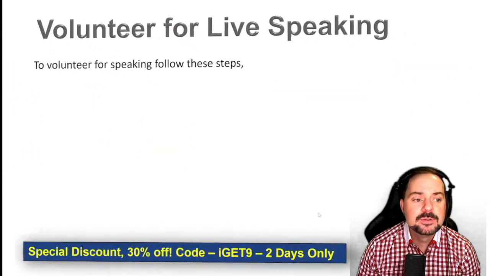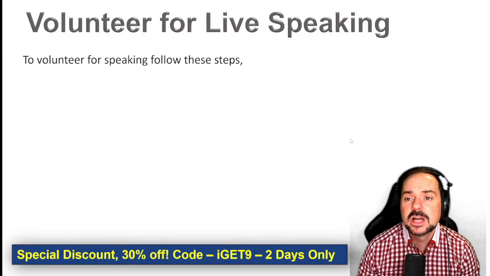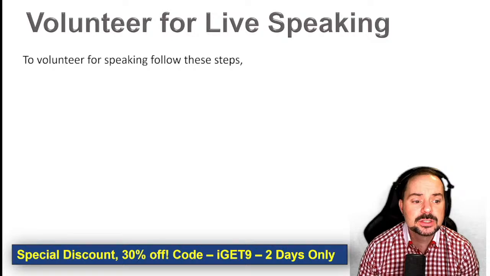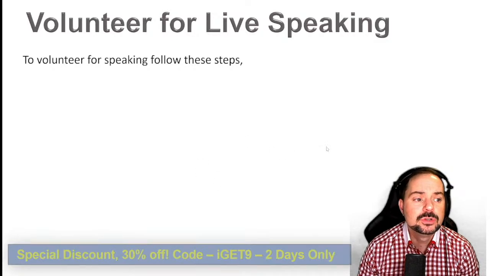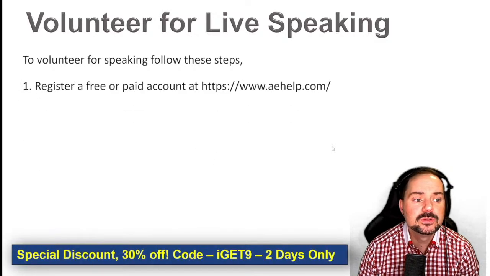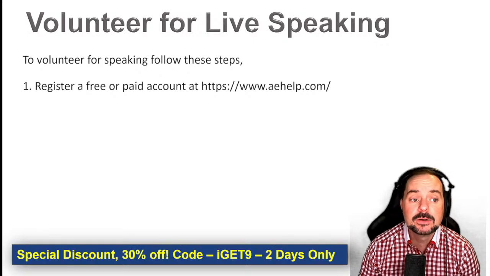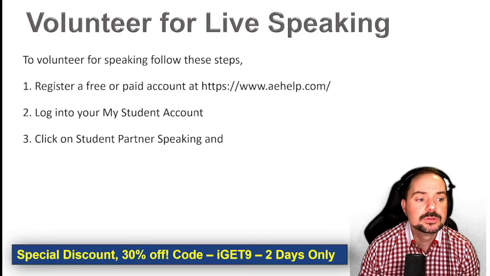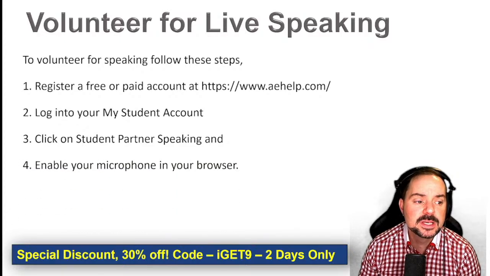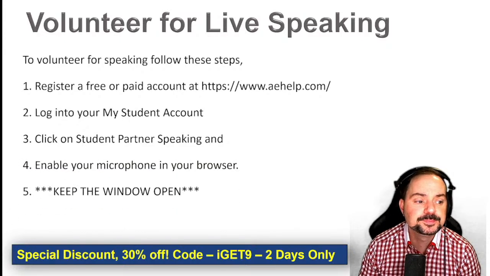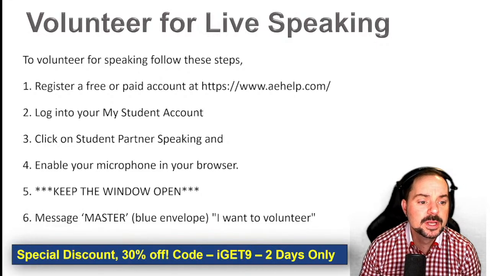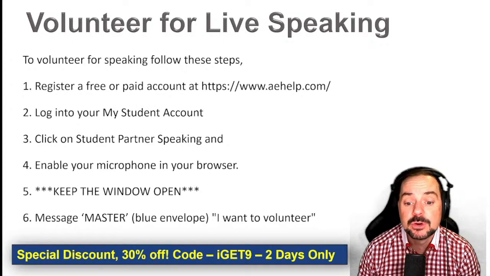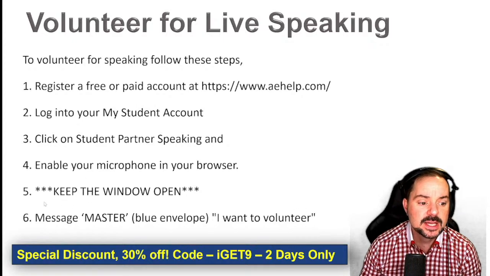Okay, everyone, so to volunteer for the live speaking, to volunteer to ask a question, all you have to do is register a free or paid account at aehelp.com, log into your My Student account, click the Student Partner Speaking, enable your microphone, keep the window open, and then message Master with I have a question. Okay, I'll show you how to do that.